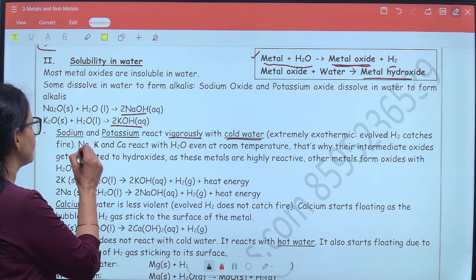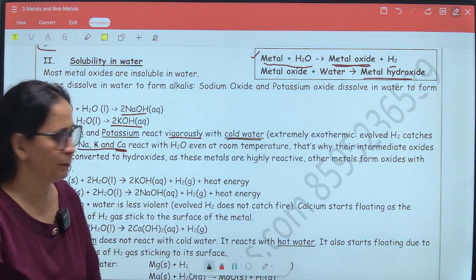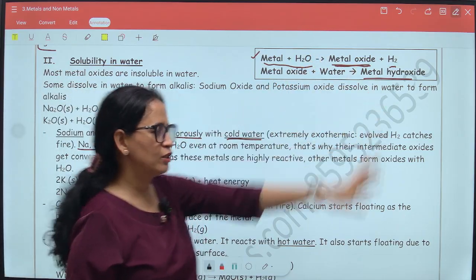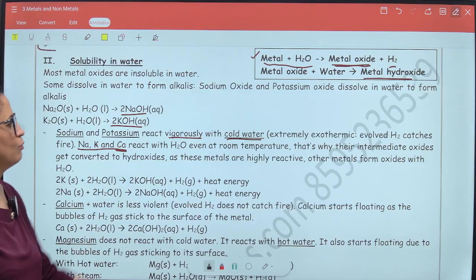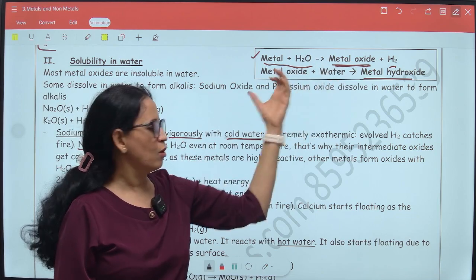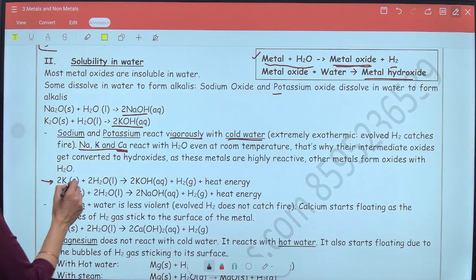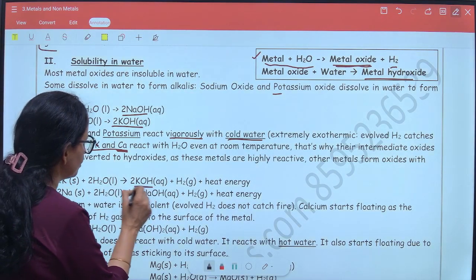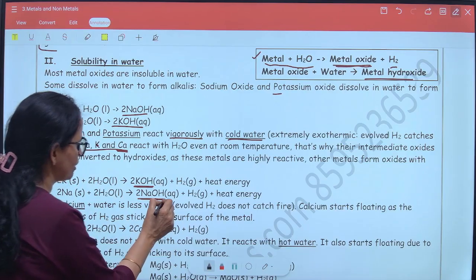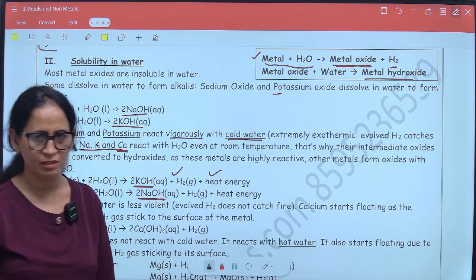These three metals, sodium, potassium and even calcium, react with water even at room temperature. So their intermediate oxides get converted to hydroxides. For these three metals, you will have hydroxide in the reaction, not oxide, because they are highly reactive. For example, potassium plus water gives potassium hydroxide, KOH. Sodium plus water gives sodium hydroxide. Heat is evolved along with the liberation of hydrogen gas.